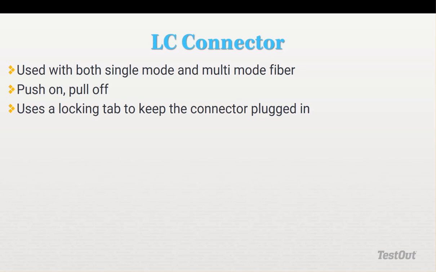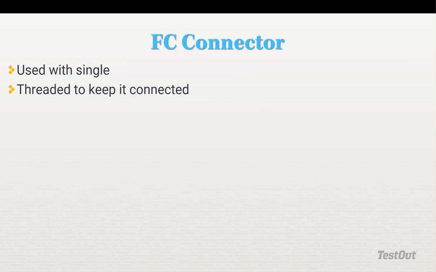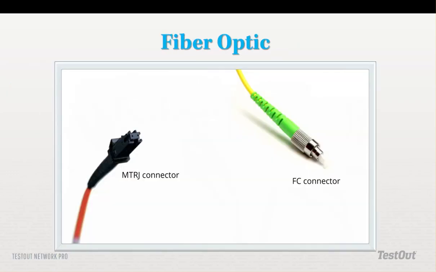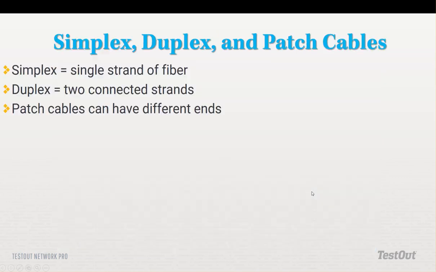Again, LC uses both single and multi, push on, pull off, and uses a locking tab. MTRJ, again, single and multi, push on, pull off, and also uses a locking tab. FC is single and threaded to keep it connected. So you can see the example of how it is. They're both push in or twist. And simplex, duplex, and patch cables, you pretty much know.